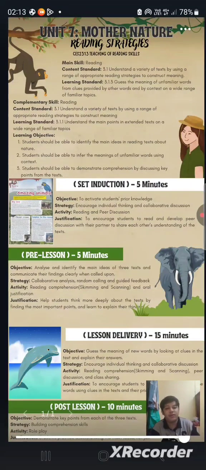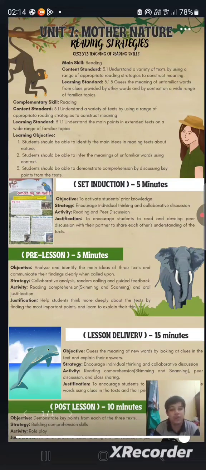So we're starting with set induction. Set induction is basically to activate their prior knowledge. As you can see, the objective is to activate students' prior knowledge. So when they read the text given by the textbook, all three texts, maybe it will trigger their prior knowledge about these animals: elephant, crows, and dolphin. Maybe they know that the dolphin is intelligent, the crow is intelligent. So the strategy is to encourage individual thinking and collaborative discussion, and the activity is reading and peer discussion.